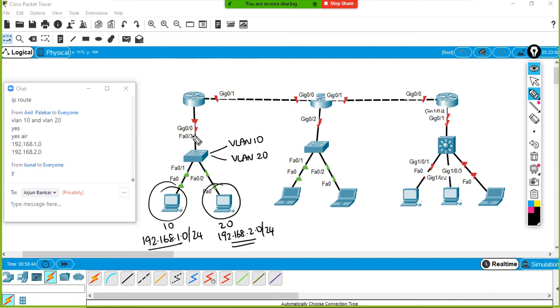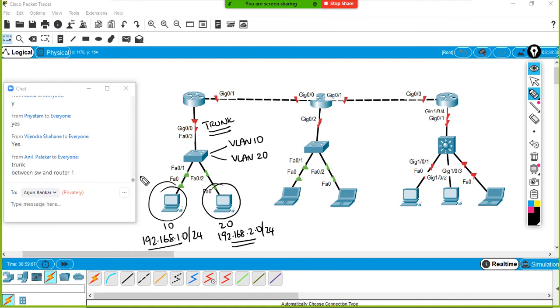Then tell me, Anil, what is next? What do you want to do after this? Between router 1 and the switch, you connected port number 3 and gigabit Ethernet 0/0. What's your next step? You want to make it a trunk. Good, very good. Between the switch and router you are going to make it a trunk. Okay, good. Then after that?